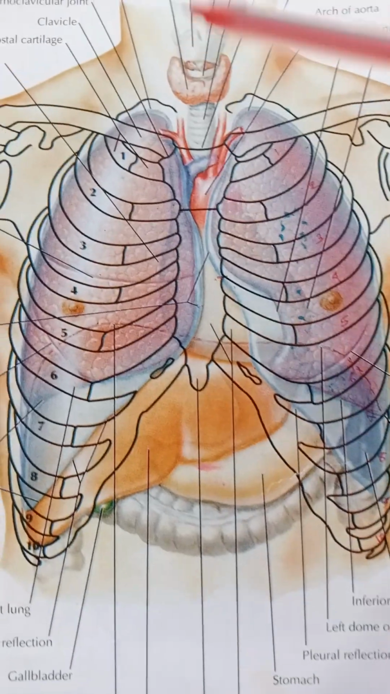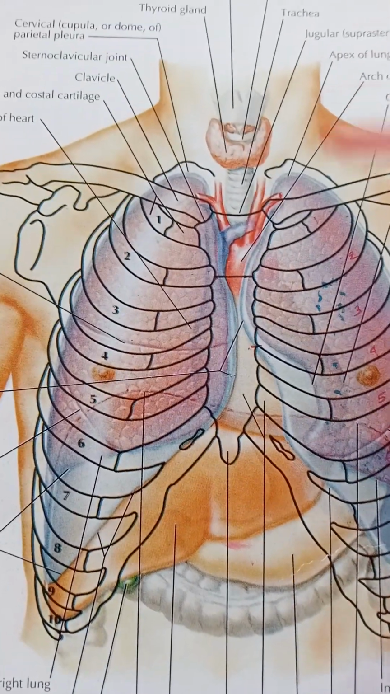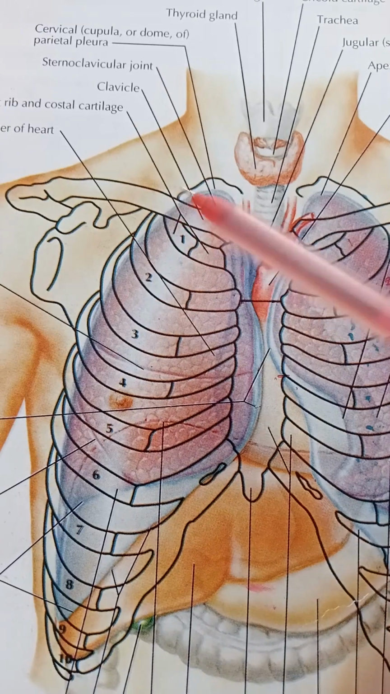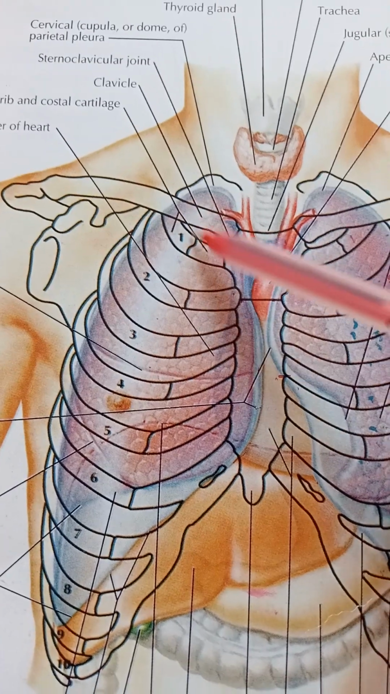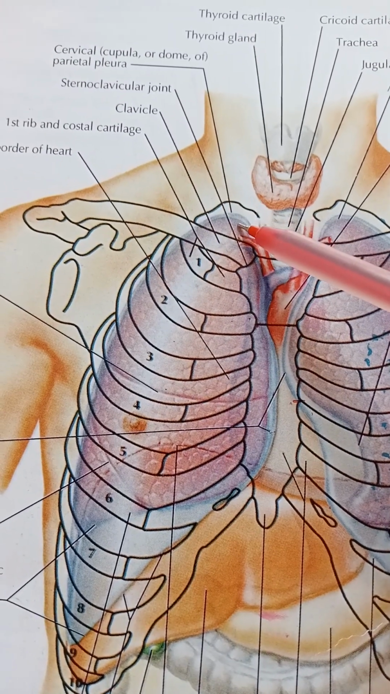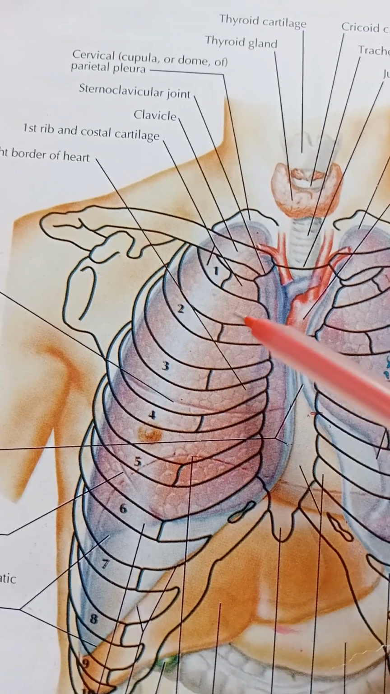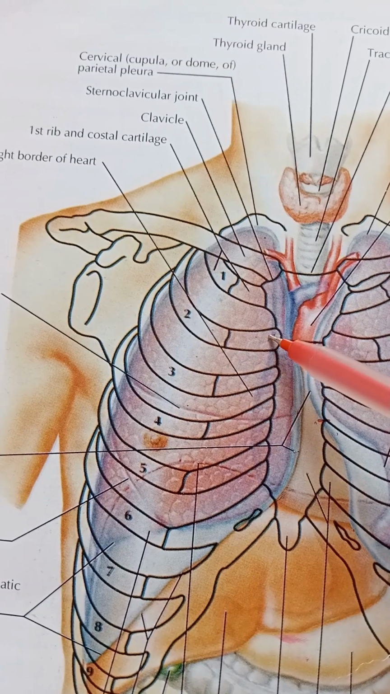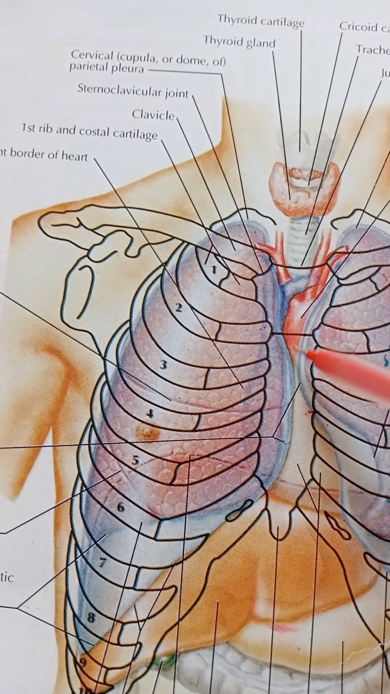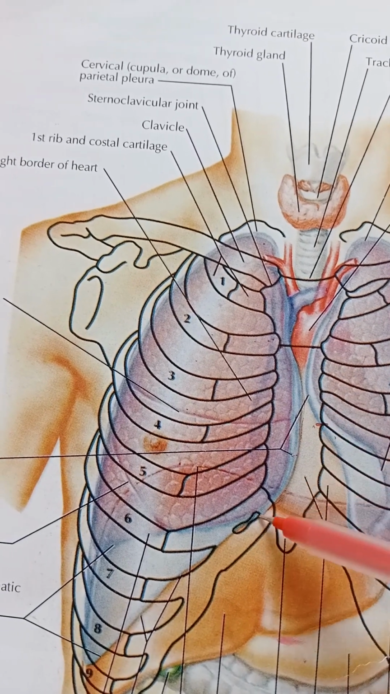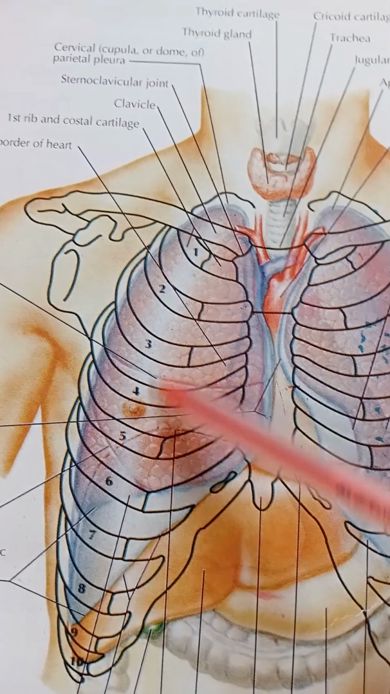Here we can see another picture. The blue colored structure actually represents the pleura. Here, the portion of the parietal pleura which lies above the first rib is known as the cervical pleura, and the portion which lies beneath the ribs with their costal cartilages and intercostal spaces, and which covers the inner surface of the sternum in front, is actually the costal pleura.